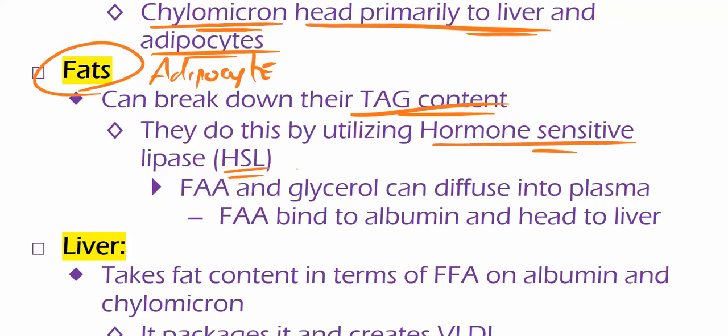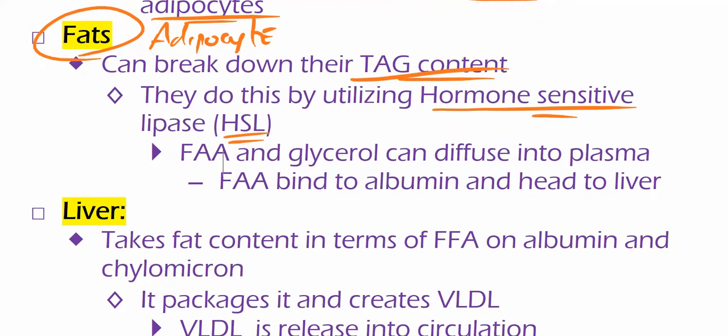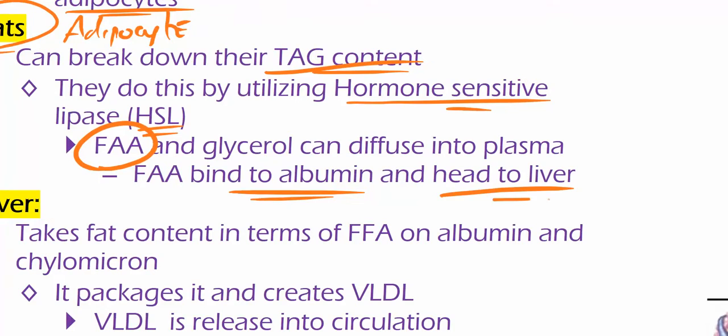All right, so eventually it'll be broken down, not necessarily by hormone sensitive lipase, but another hormone, into glycerol. So the free fatty acid and the glycerol will diffuse into the plasma. Now the free fatty acid can't just be in the blood, because it's not hydrophilic, right? It's lipophilic. So it needs to bind to albumin, and once it hitches a ride on albumin, it heads over to the liver.